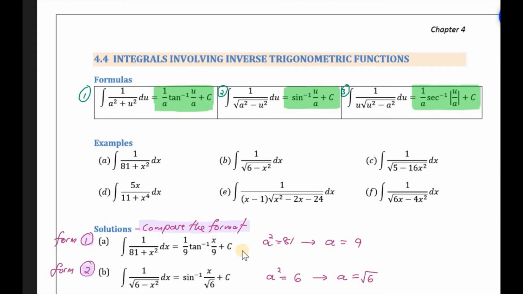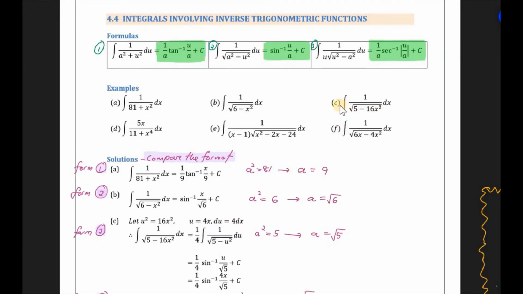Easy, right? Next, let's look at question B. How do we integrate 1 over the square root of 6 minus x squared? Again, compare. The format of question B is like format number 2. We just need to recognize what a squared is: that is 6, so a is the square root of 6. So the answer for this integral is inverse sine of u, our u is x, over a, here the square root of 6, plus C. That's it.